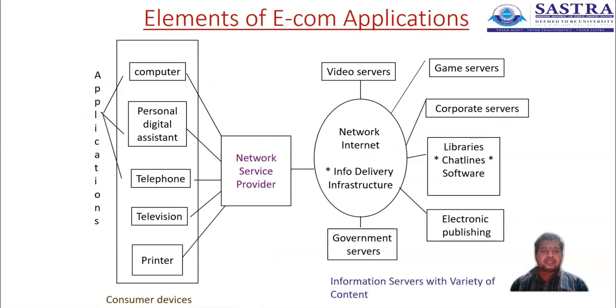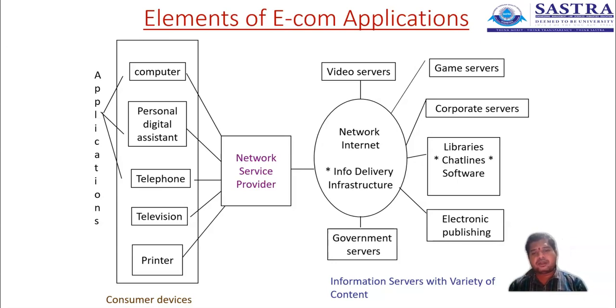Then coming to the elements of e-com applications, we are having separate applications, whatever we have seen in our previous slide. Then what are the consumer devices we are having, then information servers with a variety of content. So in this particular thing, the consumer devices we are having are nothing but computer, personal digital assistant, telephone, television and printer. So network service provider we are having, we will call that an internet service provider.